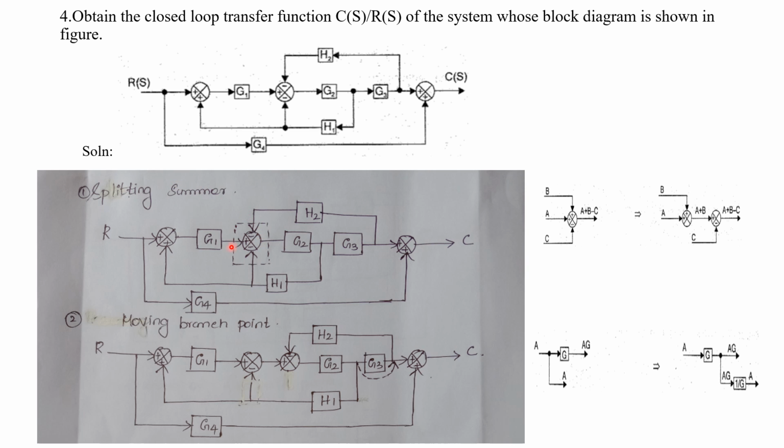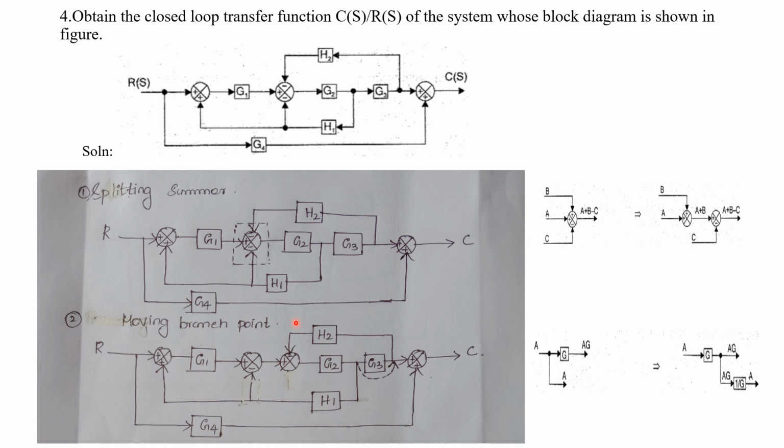Now how will you split the summer? See here, I have given the formula. If you have a 3 input summer, it can be split into two 2 input summers. In the center, this is the main path, and here you will always have a plus sign. So we can split it into plus plus as well as plus minus, two 2 input summers. Similarly, here also we split this 3 input summer into two 2 input summers: plus minus, as well as another plus minus. So we can draw two 2 input summers.